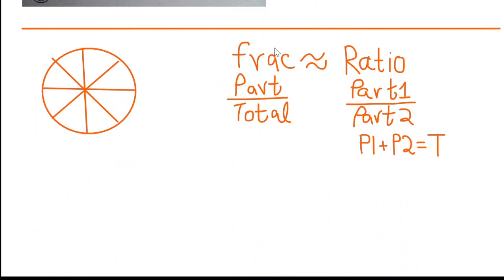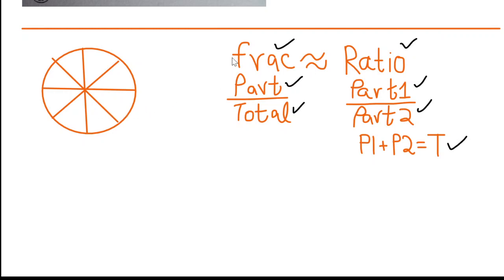If we're talking about fractions, I'm interested in the part over the total. Whereas when I'm talking about ratios, I'm interested in the relationship of part 1 with part 2, when part 1 and part 2 combine to give the total sum.